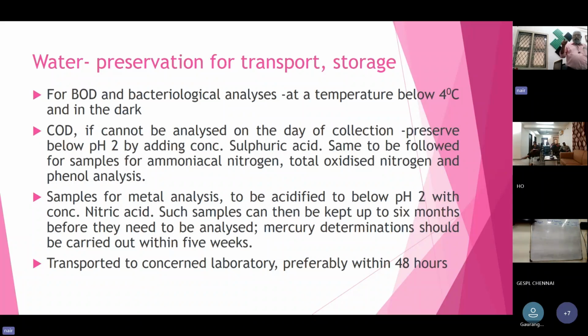If it is preserved with concentrated nitric acid at pH below 2, even 6 months it will be stable. The metallic content will not change. But in the case of mercury, it should be analyzed within 1 month. Let us say 4 to 5 weeks, because mercury analysis is different.